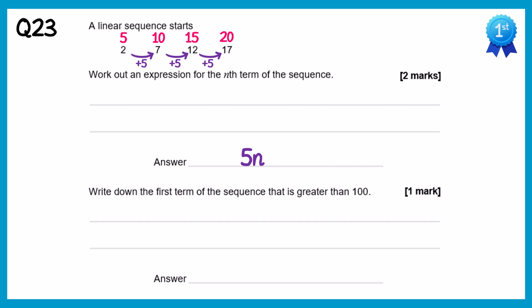How do we get from 5n to our sequence? Well, you always take away 3. 5 take away 3 is 2, 10 take away 3 is 7, and so on. So the nth term is 5n take away 3.